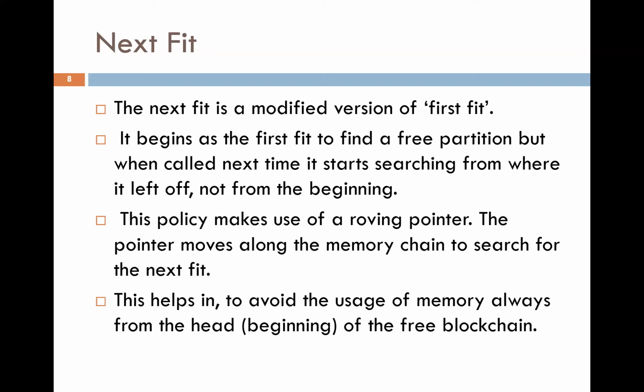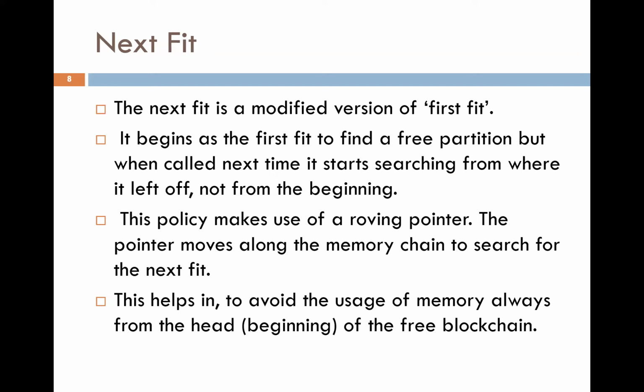This policy makes use of the roving pointer. The pointer moves along the memory chain to search for the next available hole which fits the particular process size. So this helps to avoid always using memory from the head of the free block chain. So no need to search the entire list again and again, which is what we are doing in the first fit.